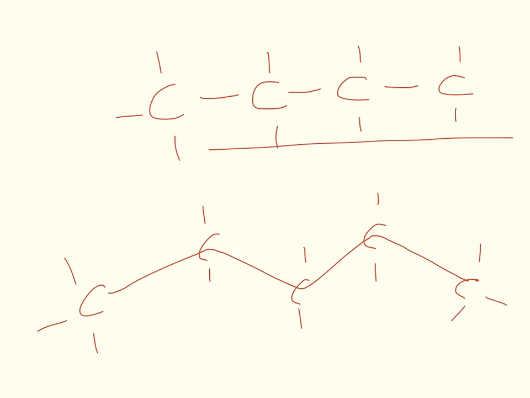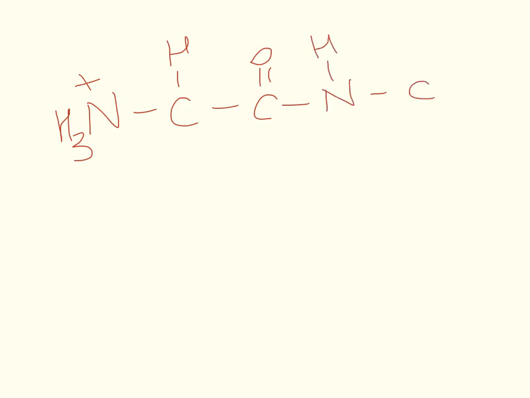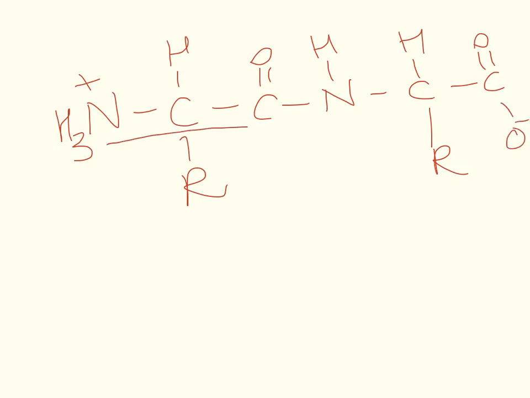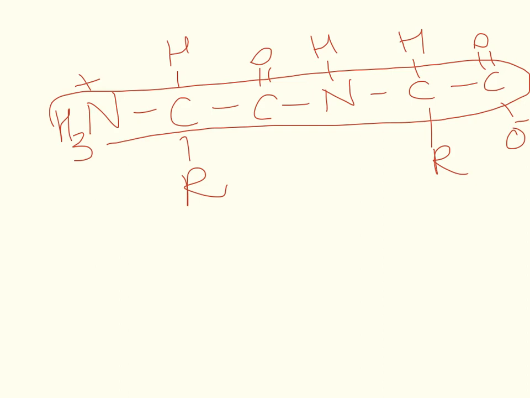Just like this, even in our proteins or peptides for that matter, there is an NH3, carbon, H, C double bond O, NH, C, H. There's an R group here, R group here, C double bond O, O minus. All these atoms do not exist in straight lines like this. They exist in zigzag fashion.